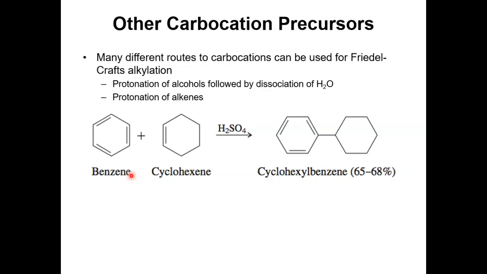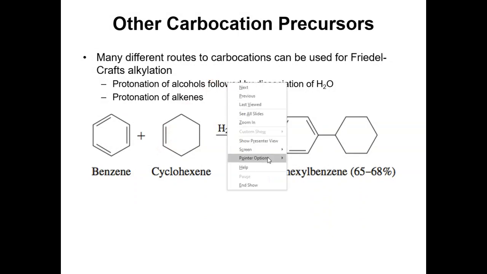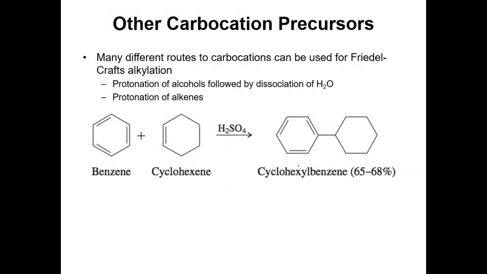One of the ways is the protonation of alcohol, followed by dissociation of water. The other way is the protonation of alkenes. So here is just one example. If you mix benzene with cyclohexene, then add a bit of sulfuric acid as a catalyst, this sulfuric acid can protonate the alkene and give you the carbocation.